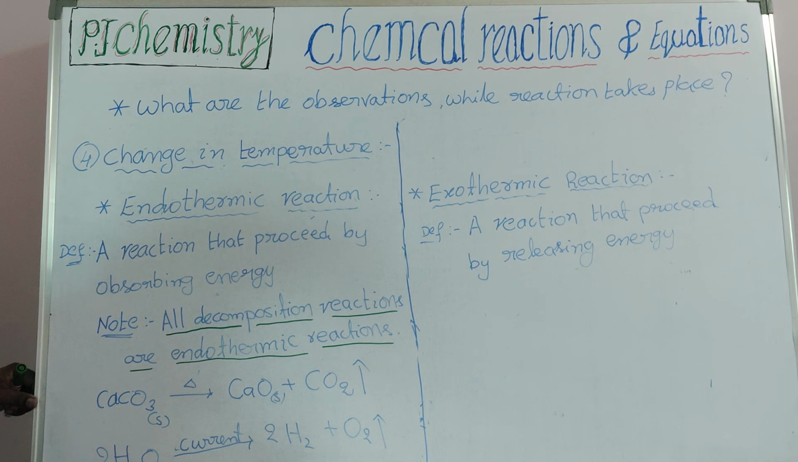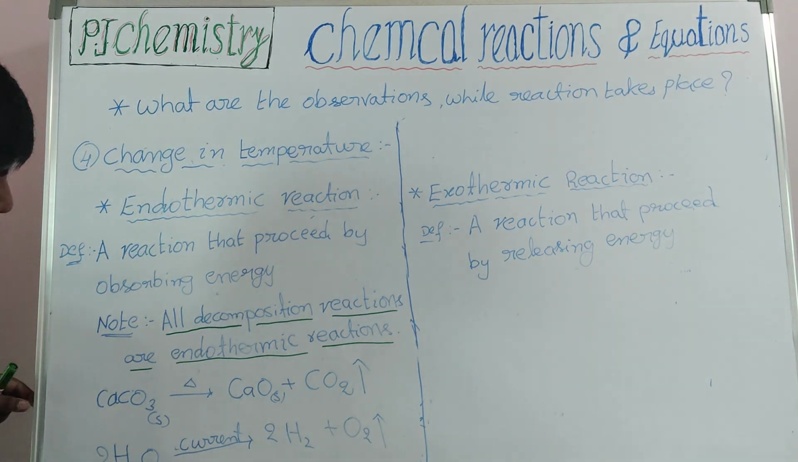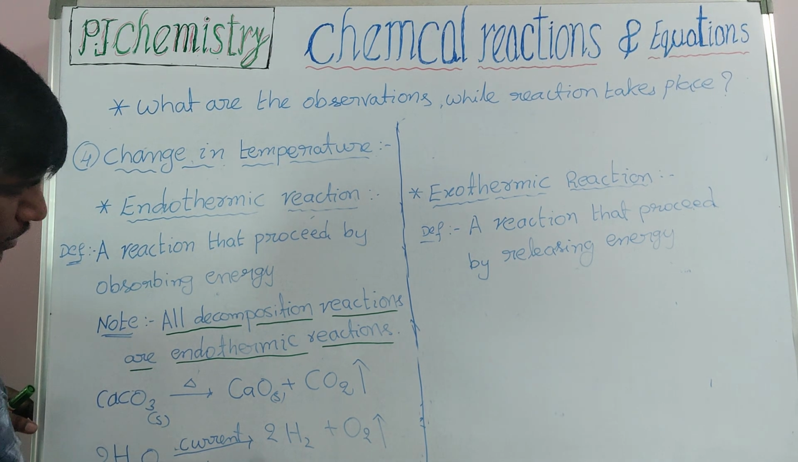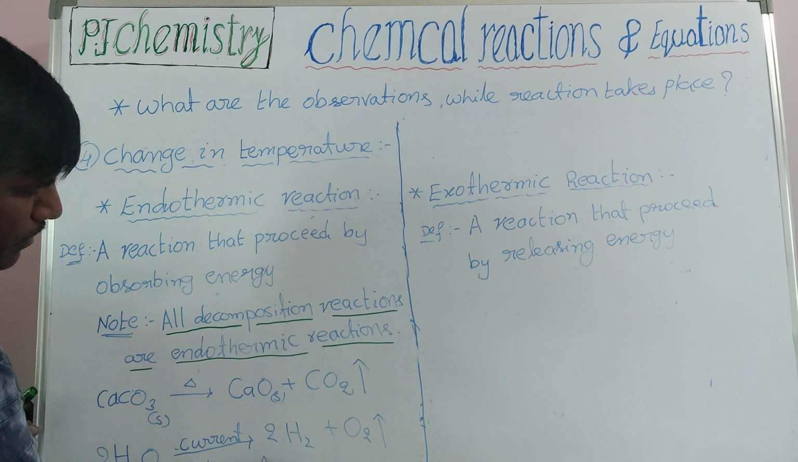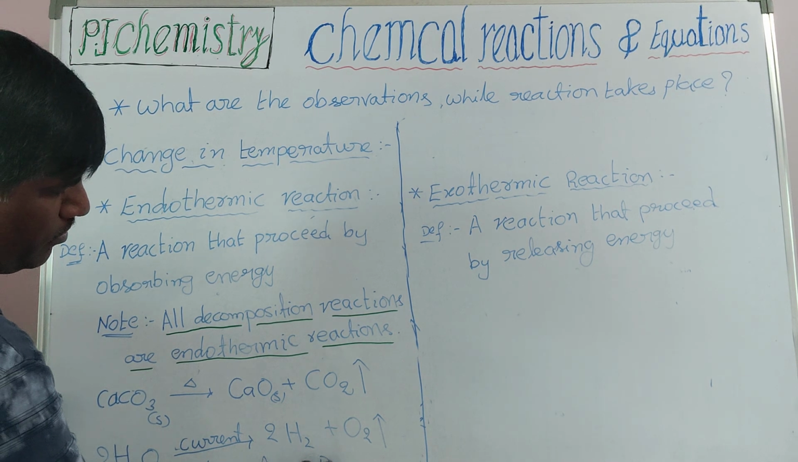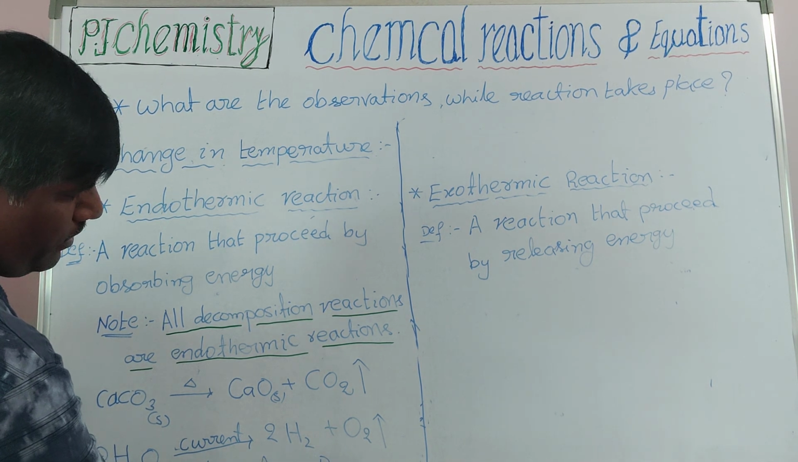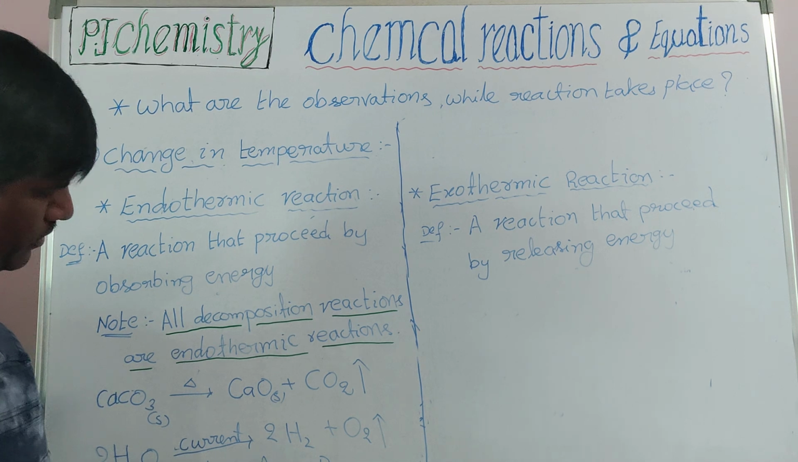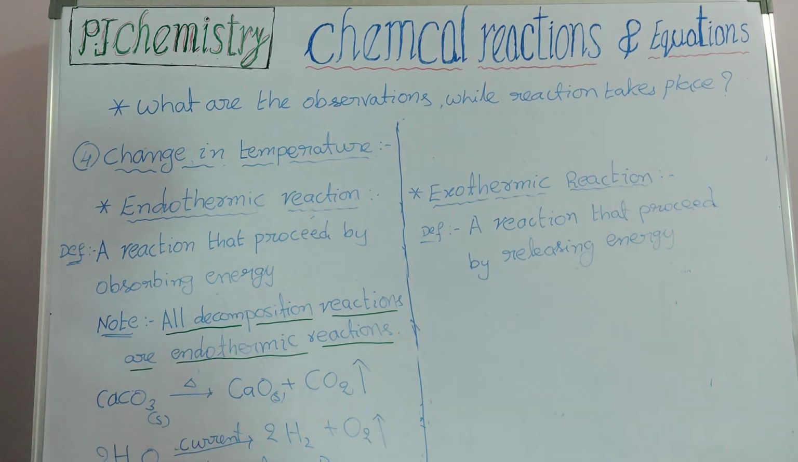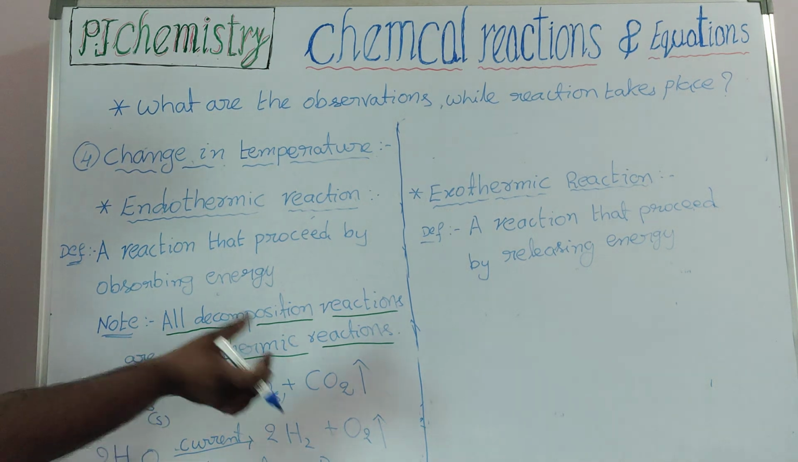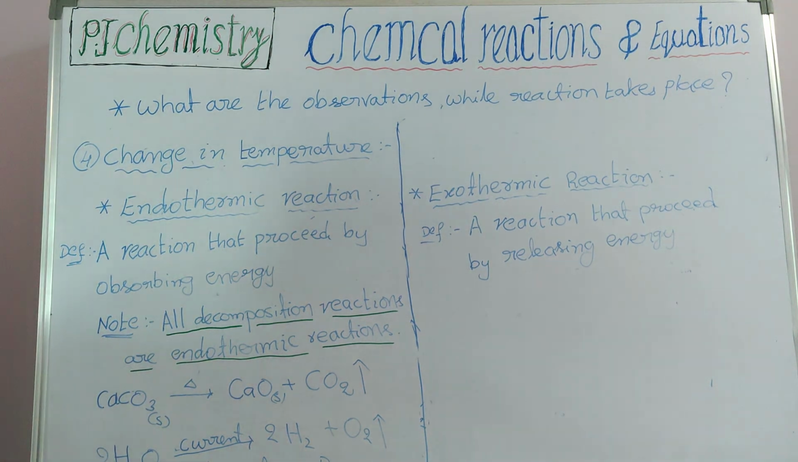AgBr, silver bromide, gets decomposed by absorbing sunlight and becomes silver plus bromine. Like this, all decomposition reactions are endothermic reactions.